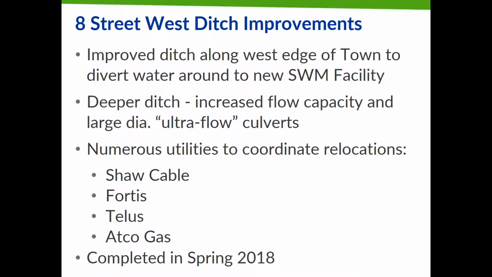There was some ditching in place along 8th Street already, but this project significantly increased the depth and flow capacity along this ditch, reducing the risk of overland flows into the central part of town where the storm system was significantly more constrained. This project also included numerous utility relocations and coordination with landowners to accommodate this larger ditch section. This portion of the work was started in 2017 and was recently completed this past spring in 2018.